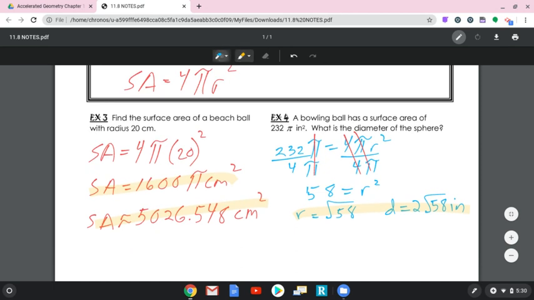If I'm allowing rounding, meaning I did not ask for an exact value, you would first find your radius. You would say, what's my radius? My radius is the square root of 58. And if I found the square root of 58, I would get 7.616. Okay, and then I would double it to find my diameter. And if I doubled it, it would be 15.232. Okay, and again, inches, because that is the unit which I'm given.